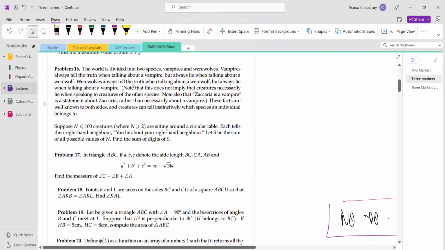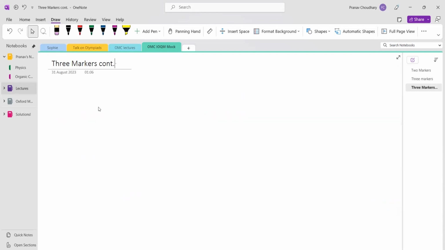Next problem, problem number 16. Okay, this is a long problem. I'll not read out the whole problem. So you can read out the problem and then I'll explain the solution.